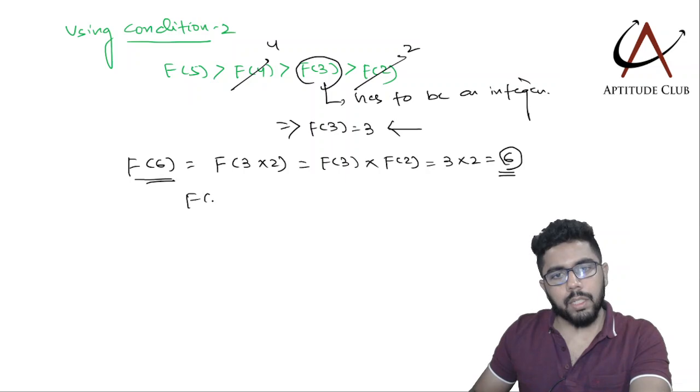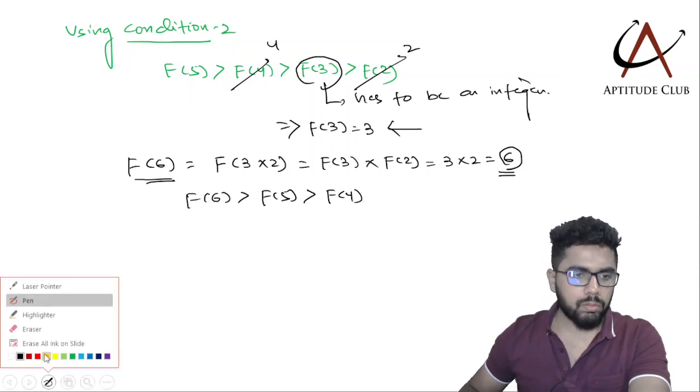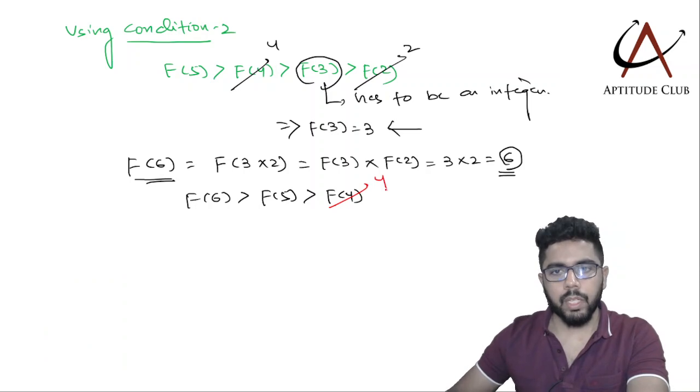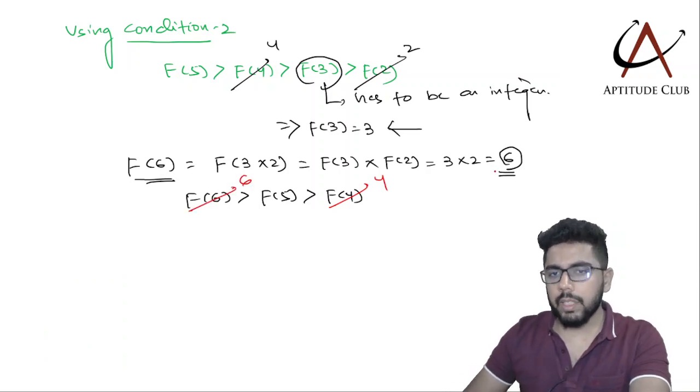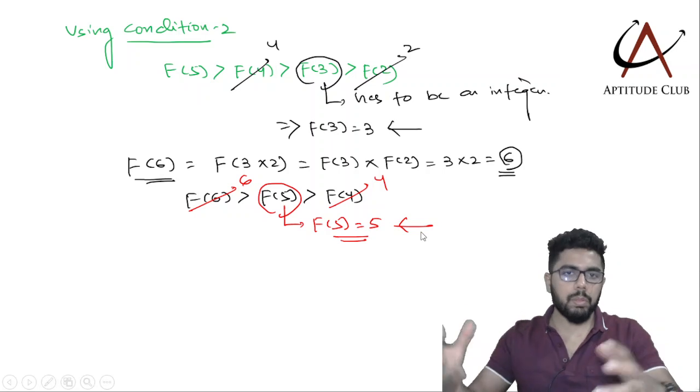So again I can write f of 6 is greater than f of 5 is greater than f of 4. F of 4 is 4, we had calculated. F of 6 is 6, we just calculated. So f of 5, which has to be an integer, the only integer between 4 and 6 is 5. And this is how we play it out.